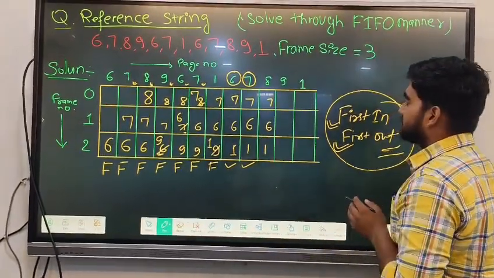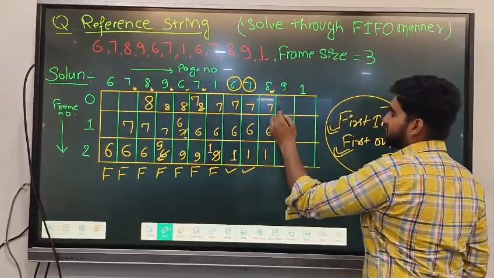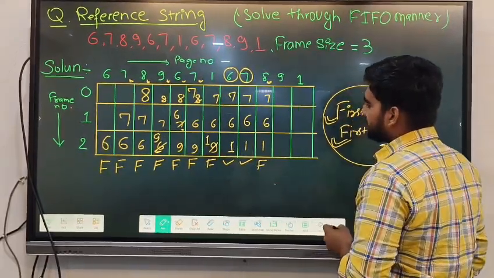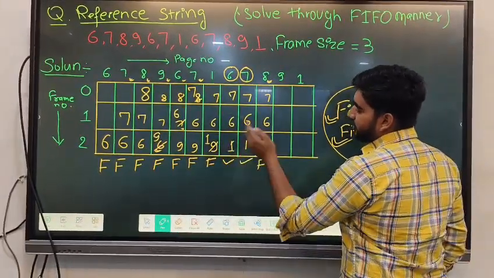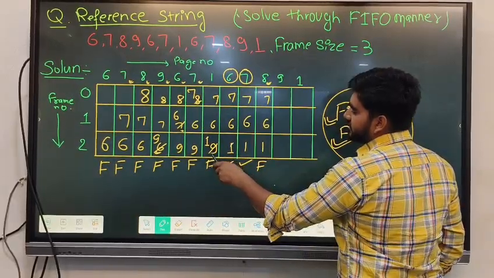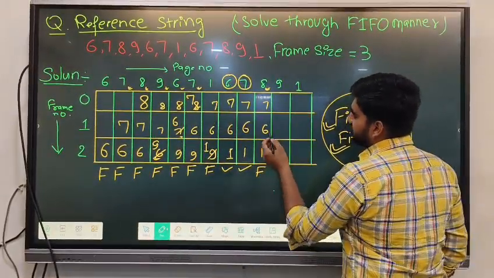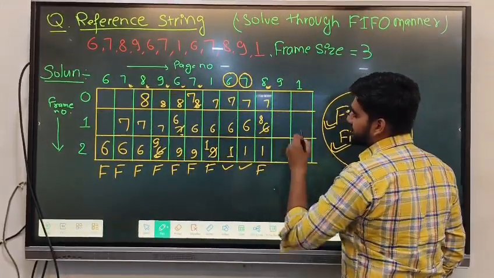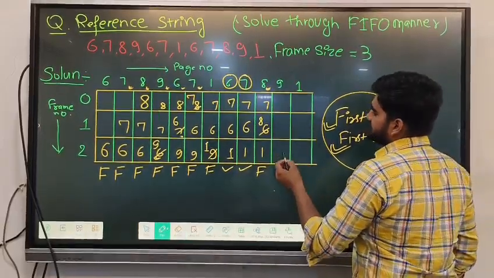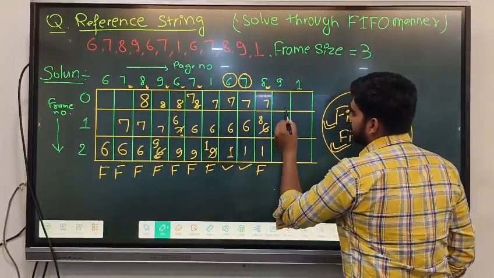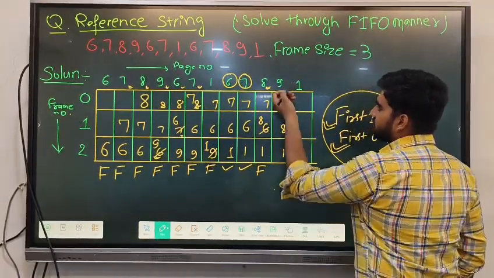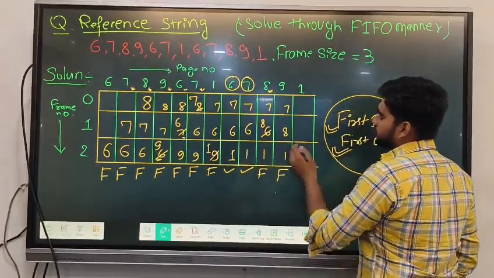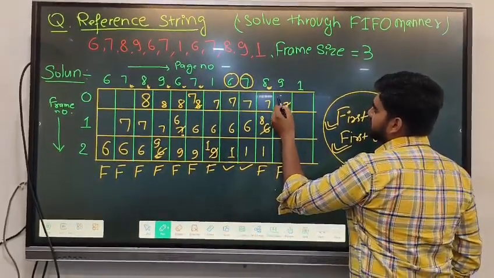1, 6, 7. Now the CPU is demanding page number 8, which is not available in this frame. So a page fault will occur obviously. And you can see here, according to the FIFO manner, we have to look at the upper side. So page number 6 is replaced with page number 8. Now 1, 8 and 7. A page fault will occur because page number 9 is not available in this frame. So in this manner, page number 7 gets replaced by 9.